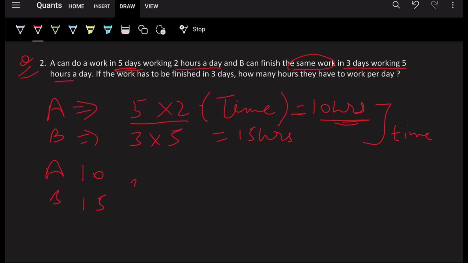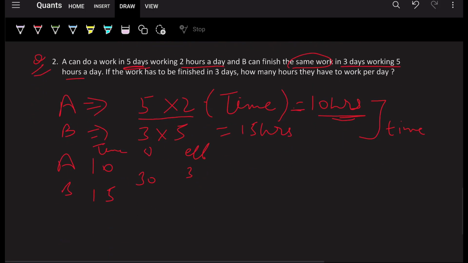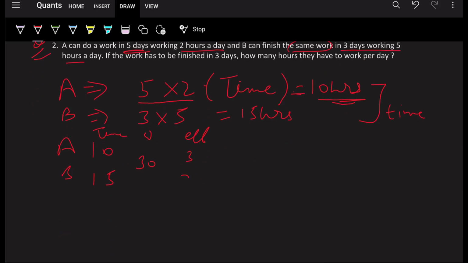Now the LCM will be what? 30. We will again make a table. Here it will be work, here will be efficiency. So the efficiency of A will be 30 divided by 10, which will be 3. The efficiency of B will be 30 divided by 15, which will be what? 2.